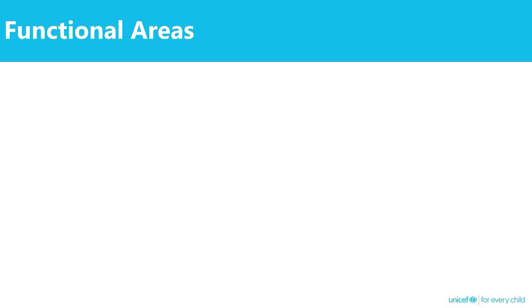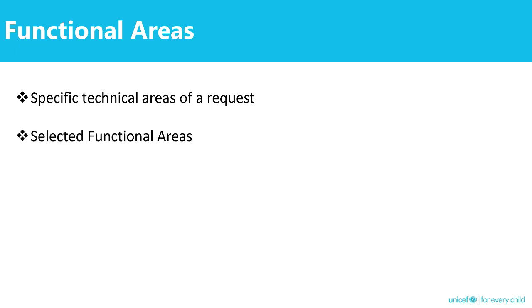Alright, a very important field, functional areas. Functional areas define the specific technical expertise required for each request. While there are many possible options, here I just cover a selected list of the most commonly used ones. Especially the first 4 functional areas are really important. I mean WASH, education, nutrition, and child protection, which aligns with leadership roles of UNICEF in 4 key clusters. So let's review them quickly.